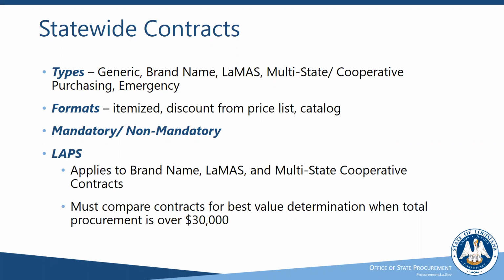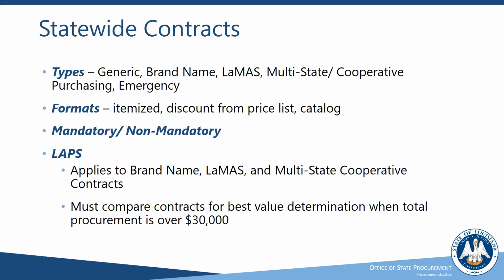We also have lapse contracts, which I think, as Amy mentioned, are the Louisiana pricing schedule. As noted here, lapse contracts apply to all brand name, Lamont, and cooperative contracts. So it's kind of an umbrella category. The easiest way to explain this is by giving an example.